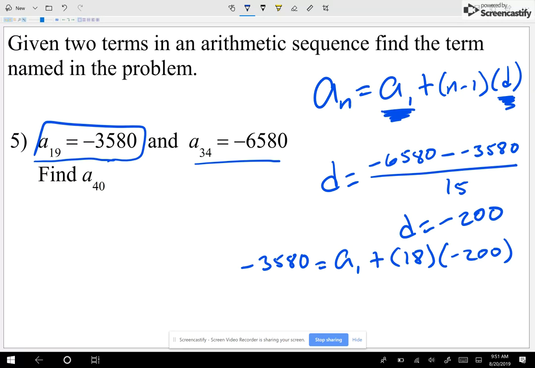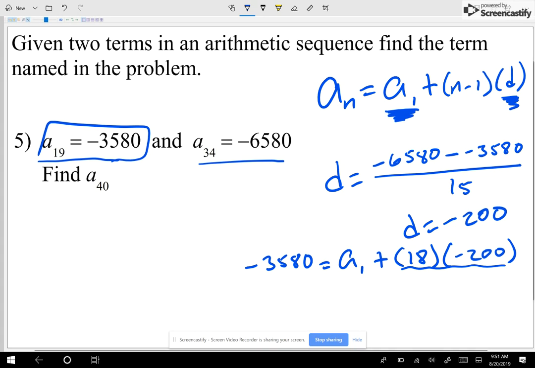I'm going to solve for a's of 1. I can do the multiplication, 18 times negative 200. That should give me negative 3,600. So I have that negative 3,580 is equal to a's of 1 minus 3,600. I got the negative 3,600 by multiplying 18 times negative 200. I want to solve for a's of 1. I want a's of 1 by itself.